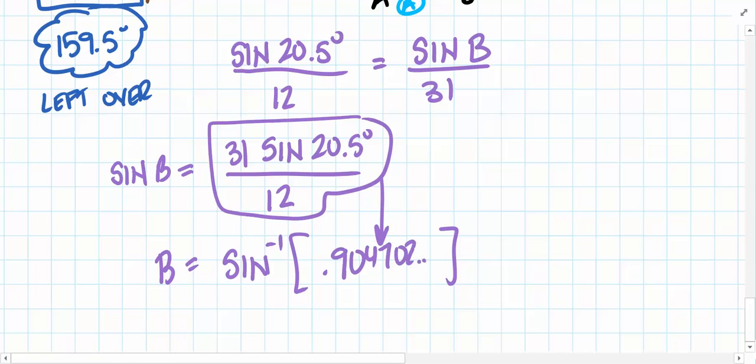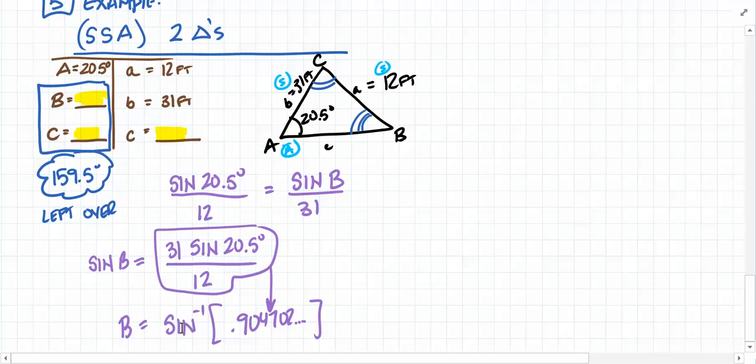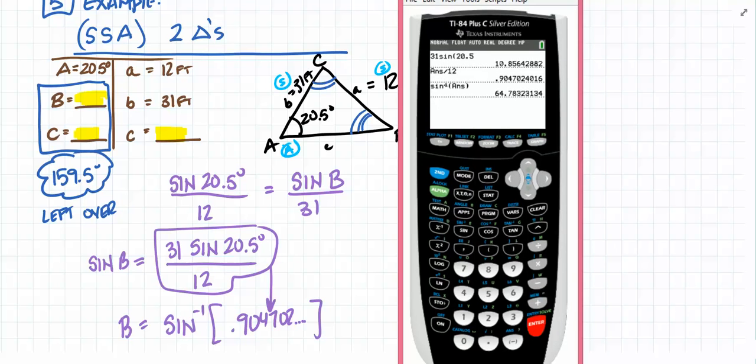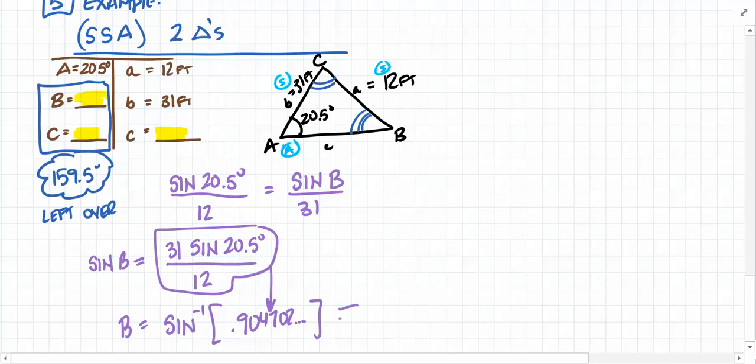Now the cool thing about your calculator is that if I want the inverse sine of this number, all I have to do is say inverse sine of second answer. It automatically stores it in my calculator. I'm sure you guys already know that, but just to show you again. I'm getting 64.78 to 2 decimal places. So this is approximately 64.78 degrees.